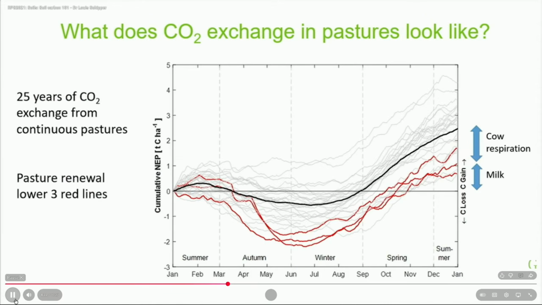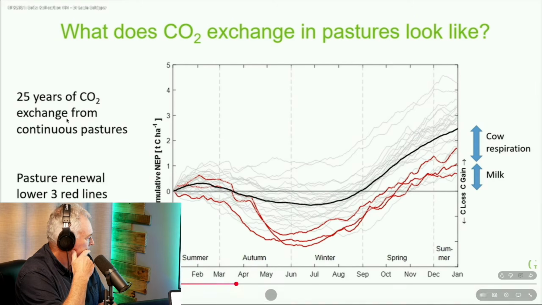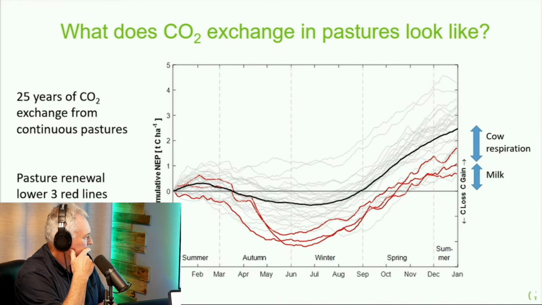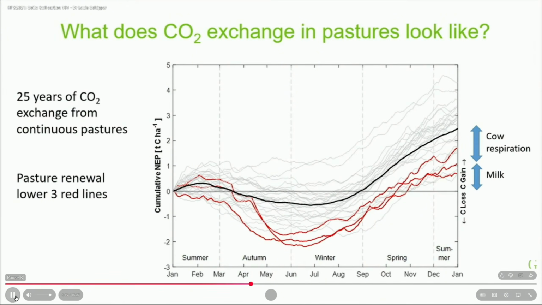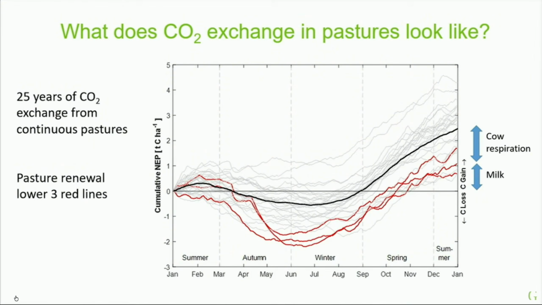Okay, so what have I got here? This is some data that we've been collecting over the last 10 years or so. It represents about 25 years of CO2 exchange data from paddocks. So this is pasture scale, half-hour measurements of CO2 exchange, and the paddocks there are those grey lines, and the average is in that black line there. So you can see that you get a little bit of a gain in summer, and then as you go into autumn and winter, you're losing carbon, and then into spring, you're getting this carbon dioxide being recovered again.